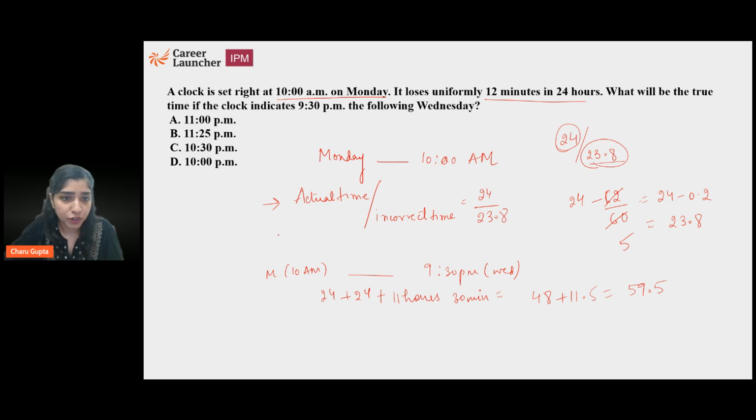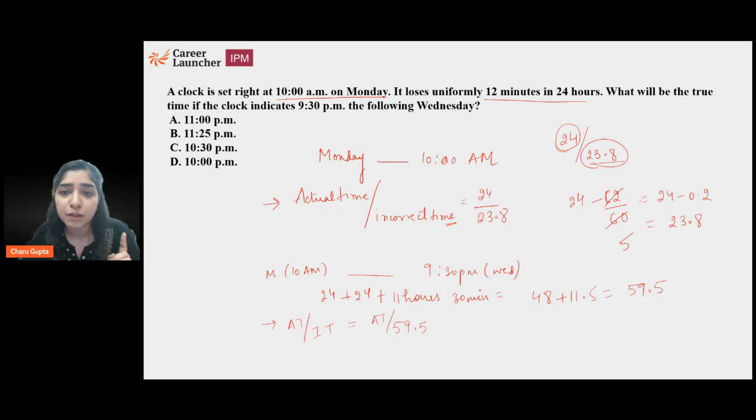Okay, sorted. So now the actual time that should have passed from 10 a.m. on Wednesday. Okay, so this time that has passed, 59.5, is your incorrect time that has passed because the clock has gone slower. So your updated actual time to incorrect time ratio is: we don't know the actual time that has passed from 10 a.m. on Monday to 9:30 p.m. on Wednesday, but the incorrect time is 59.5.